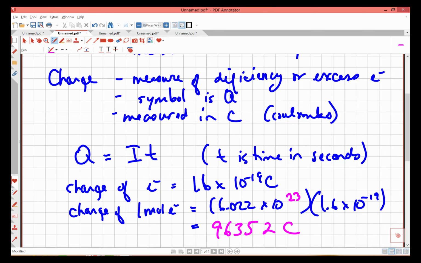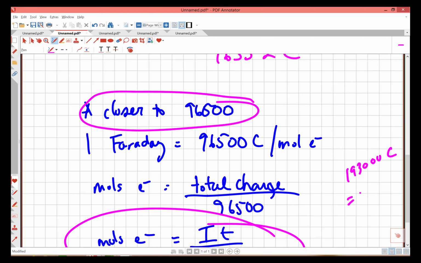I was just saying earlier when I first tried to make this video that this should make sense. What this formula is telling you is, for example, if you had 193,000 coulombs of charge, and you divided that by 96,500, it would suggest that you have 2 moles of electrons, because you have twice as much charge, you have twice as many electrons.